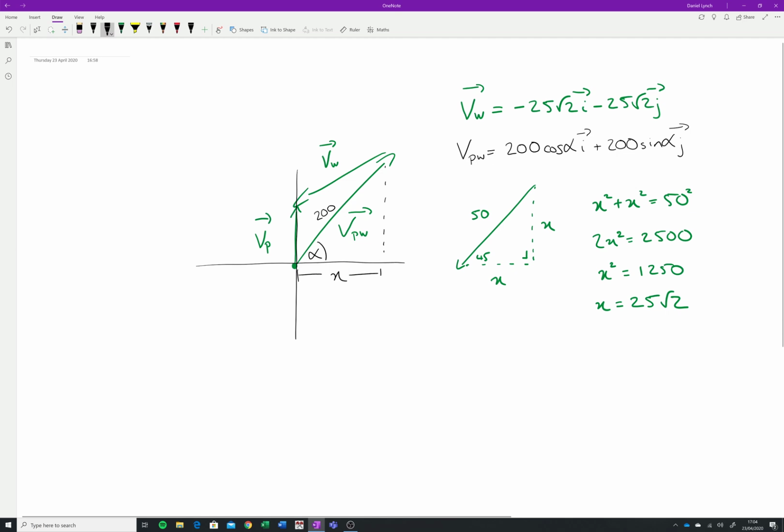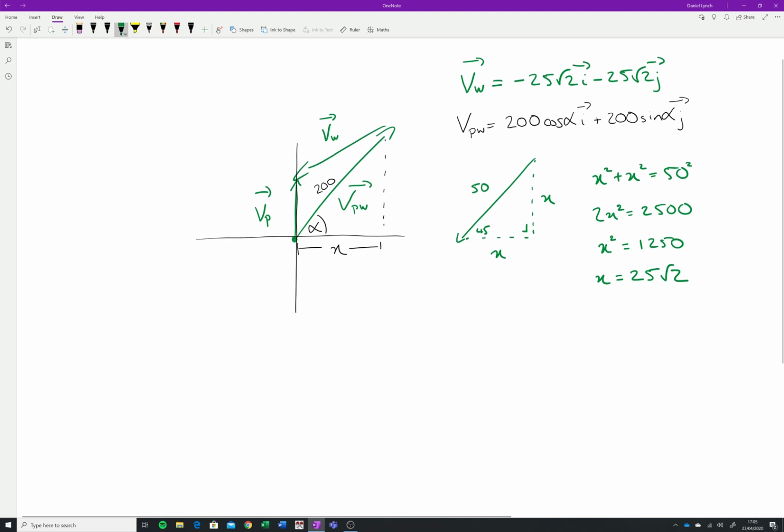If you think about it, the cos of alpha is equal to the adjacent, which is x, over the hypotenuse, which is 200. So we have x equal to 200 cos alpha. I'm sure you know that already, but just a reminder in case you've forgotten everything in the last 2 months or so. The same is obviously true for y.